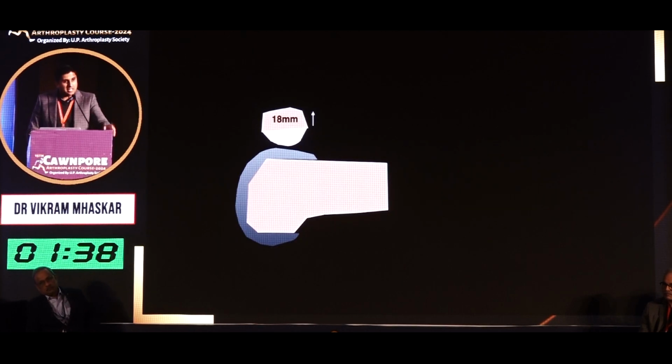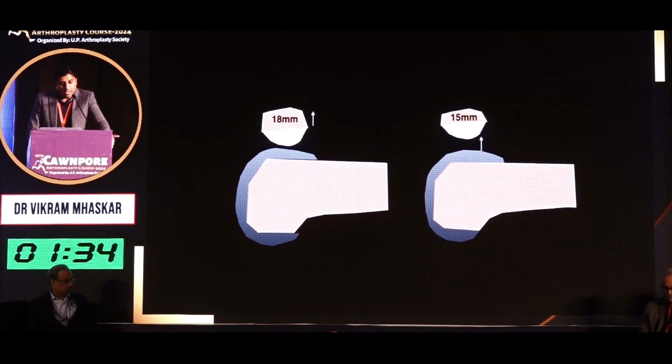Even your cuts in your patella, leave an adequate amount of bone, but sometimes if you leave too much bone, you may overstuff. So it's like cutting 15 and 18, leaving 15 or 18 bone on your patella when you do it.